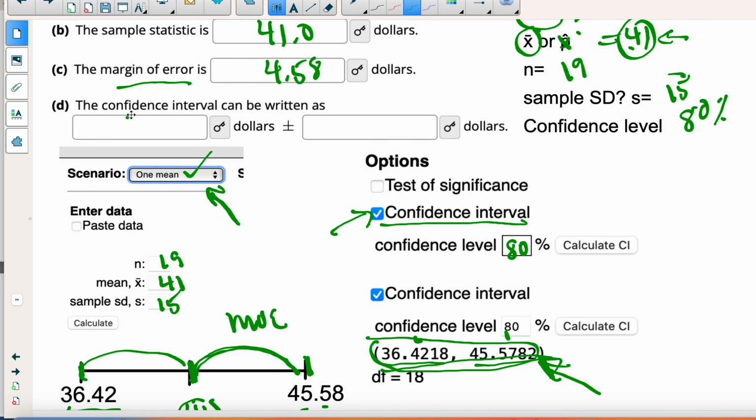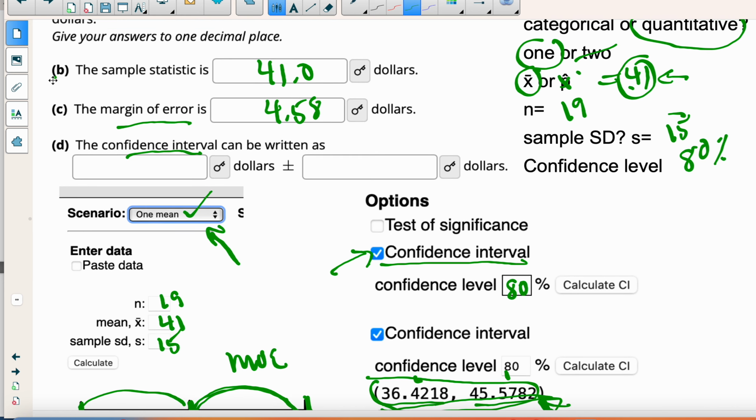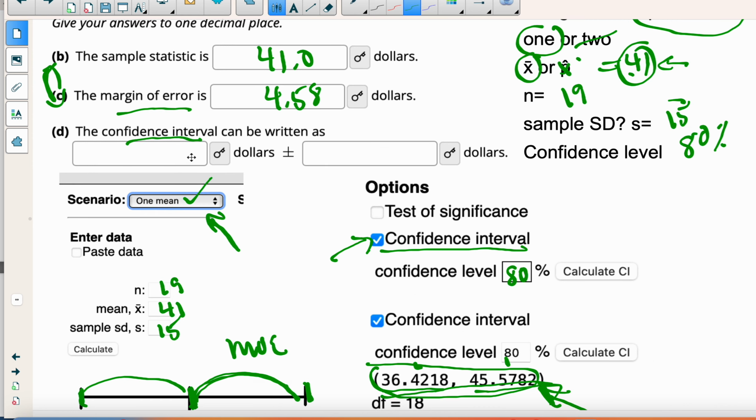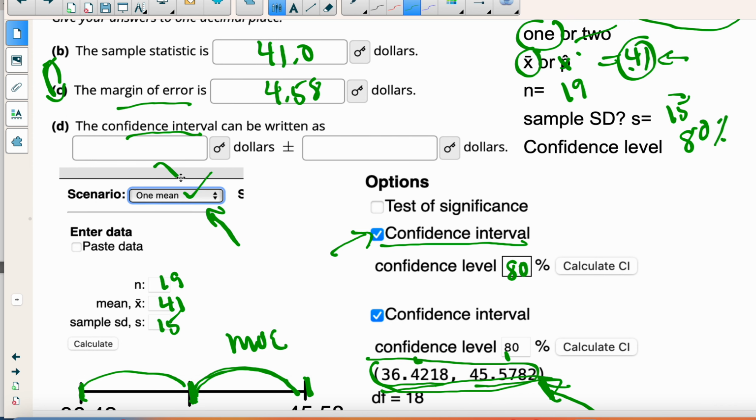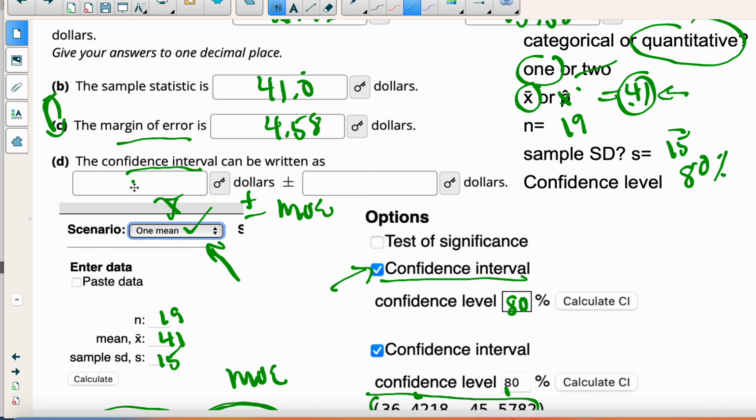And then down here, it just wants me to take what I calculated in parts B and C. I'm writing it in the form X bar plus or minus margin of error. X bar is 41. My margin of error is $4.58.